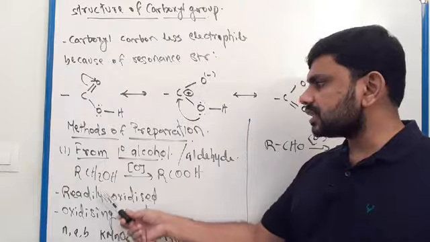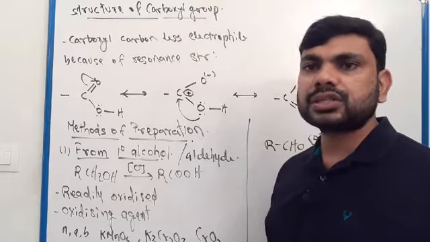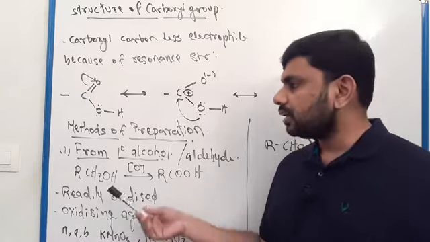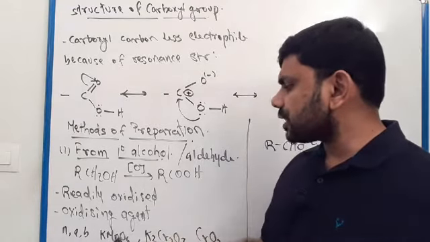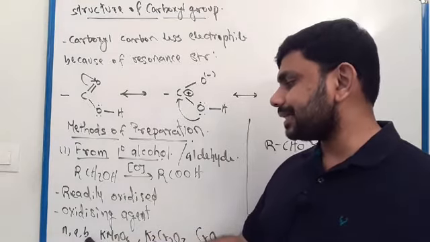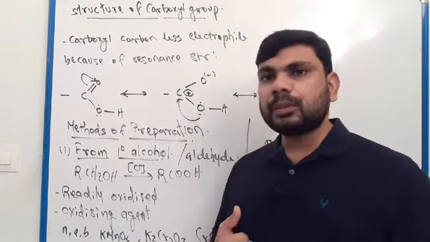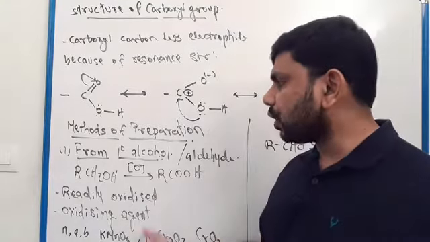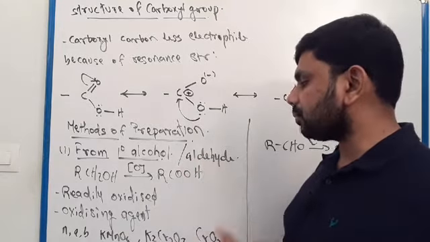Example: RCH2OH, we know it is a primary alcohol. After oxidation, it will be carboxylic acid, RCOOH. To oxidize this we can use neutral potassium permanganate, or acidic or alkaline KMnO4. Neutral, acidic or alkaline potassium permanganate helps to oxidize primary alcohol to carboxylic acid, or aldehyde to carboxylic acid.